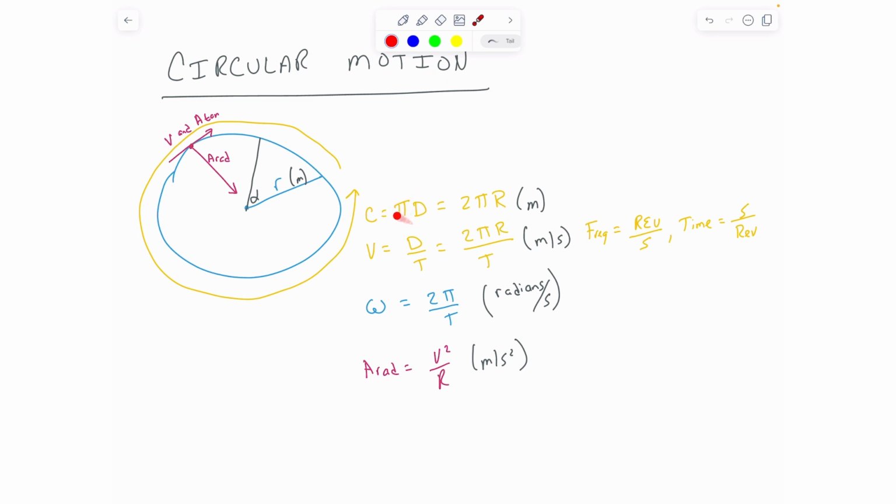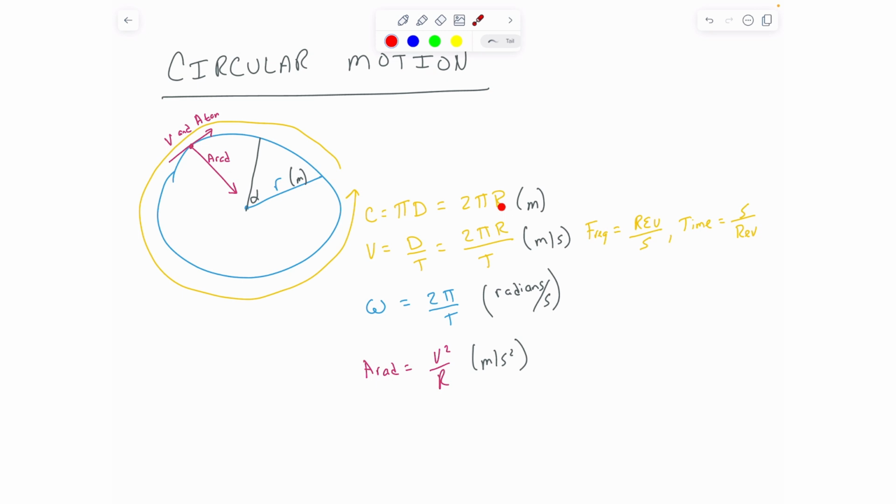A diameter is just 2 radiuses, right? So you can say the circumference is equal to pi d, which is 3 diameters. You could also say it's 2 pi r, so those are the same thing. This is the circumference, and this is in meters. So if you're here and you want to go all the way around, how far is that in meters? This is how far it is: 2 pi r, where r is your radius.